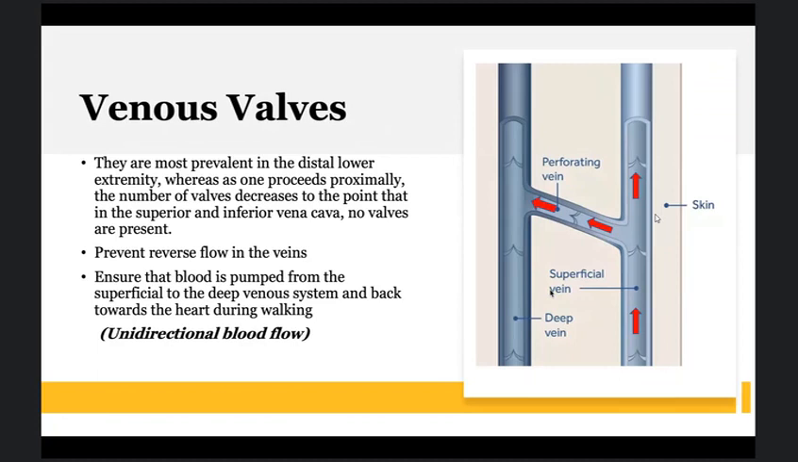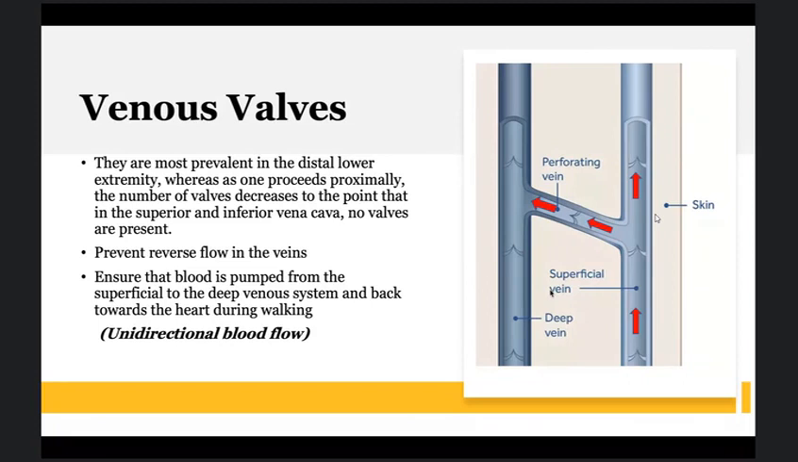Now, what about the valves? As you know, the venous valves are most prevalent in the distal lower extremity, whereas as one proceeds proximally, the number of valves decreases to the point that in the superior and inferior vena cava, as you know, no valves are present. These valves prevent reverse flow in the veins. They allow unidirectional flow from down upward.